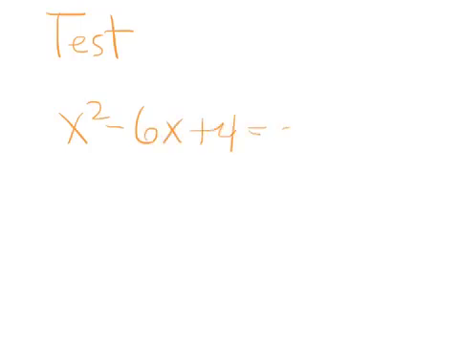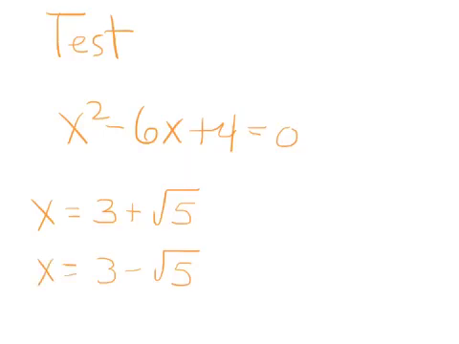It was x squared minus 6x plus 4 equals 0. And you had 3 plus radical 5 as x, and 3 minus radical 5 as x. So those were your solutions, right? You just had to plug in and prove that that was true. Right? Okay.